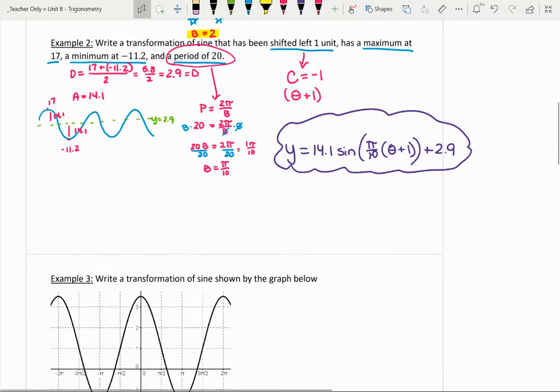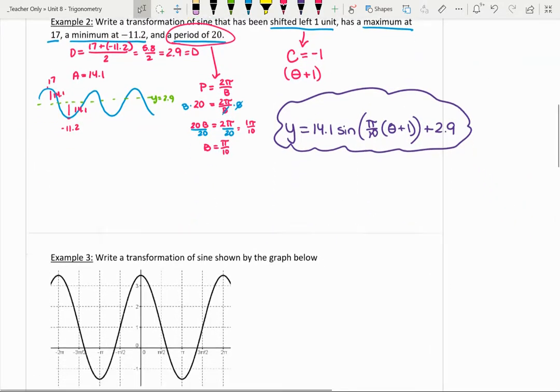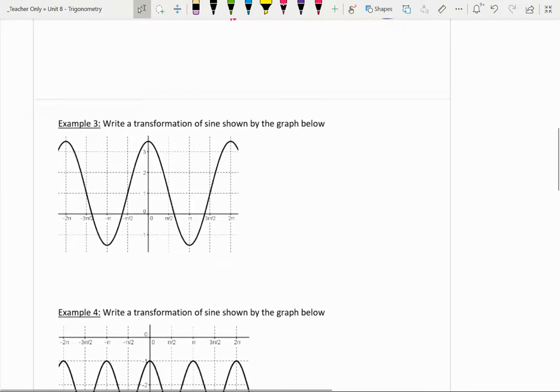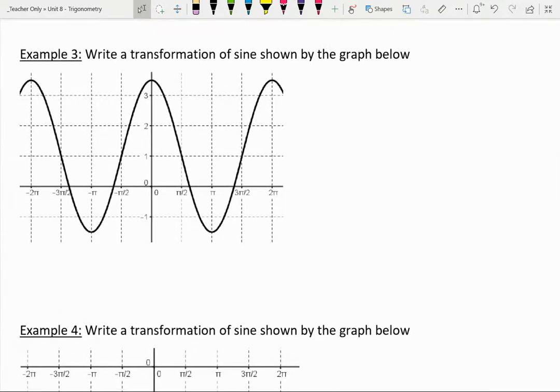Just another couple of examples here based on graphs rather than descriptions, because I think making those connections graphically and verbally to those features is really important. So a couple of ways that we could approach this, right, is thinking about where the maximum or the minimum or the midline is. This particular graph, I think we have maximum values at 3.5 and minimum values at negative 1.5. So just like we did in the earlier examples, we could use that to actually calculate the midline.